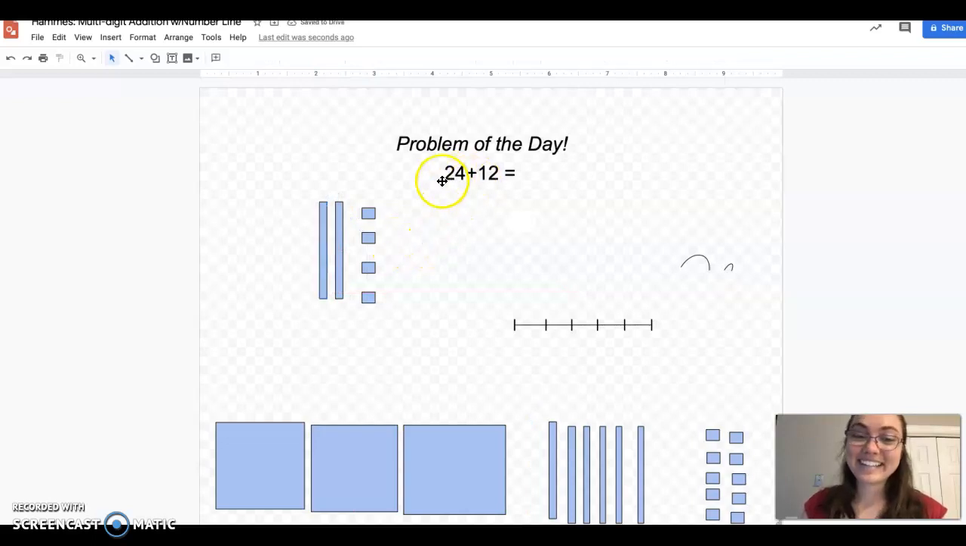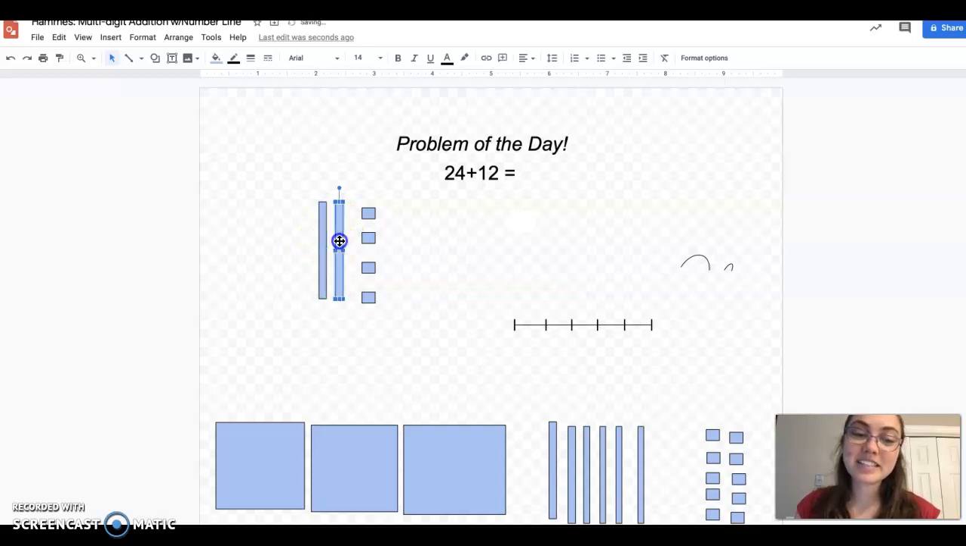Now, really, 24 could have 24 different squares. 1, 2, 3, 4, 5, 6. Oh, but that would be so many little squares. So, let's just make those little squares into a tens rod. So that's what we did. We represented 10 plus 10, which is 20, and then only 4 little individual squares.